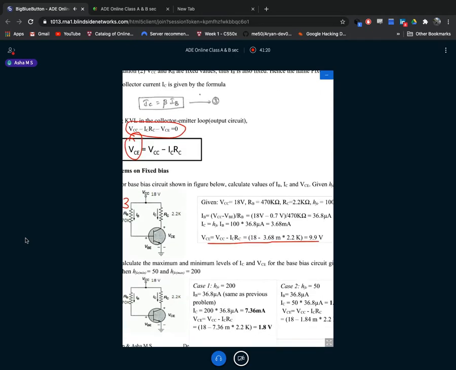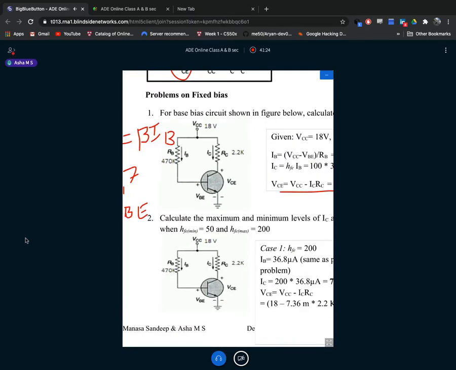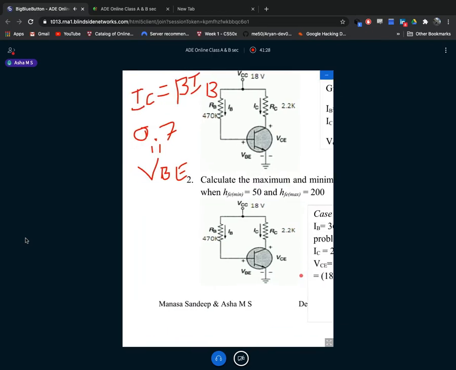Just take a pic or a screenshot of this one. It is very similar to the first problem, so this is the homework for you for today. What is the question? Calculate the minimum and maximum values of IC and VCE for the base bias circuit given below, when HFE min is equal to 50 and HFE max is equal to 200.